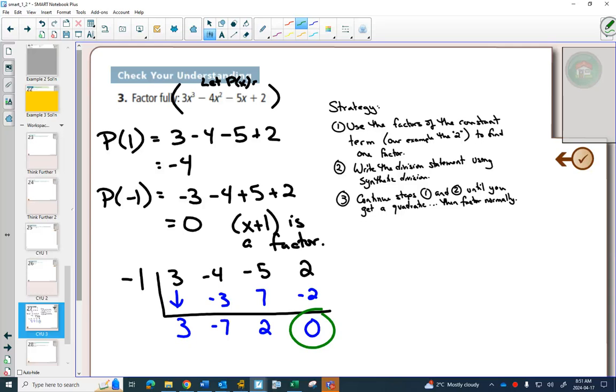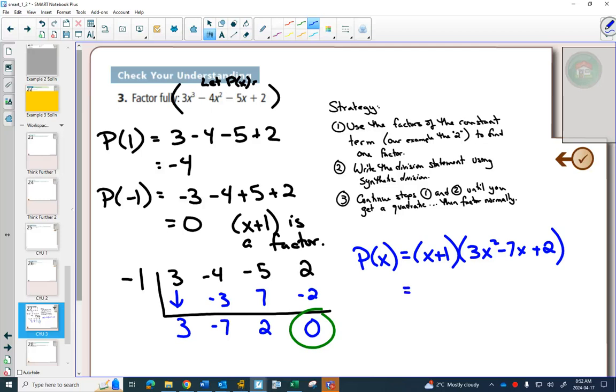So now our division statement, and this is why it's nice, you don't have to rewrite all of that because you said let p of x equal, so we can just go p of x equals, we divided by x plus 1, and we're left with 3x squared minus 7x plus 2. Okay? Do we have to continue steps 1 and 2 again? No, because we got a quadratic. We got an x squared one.